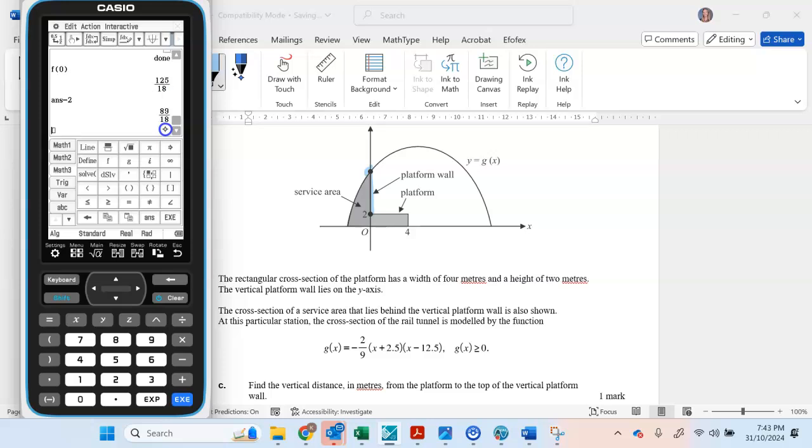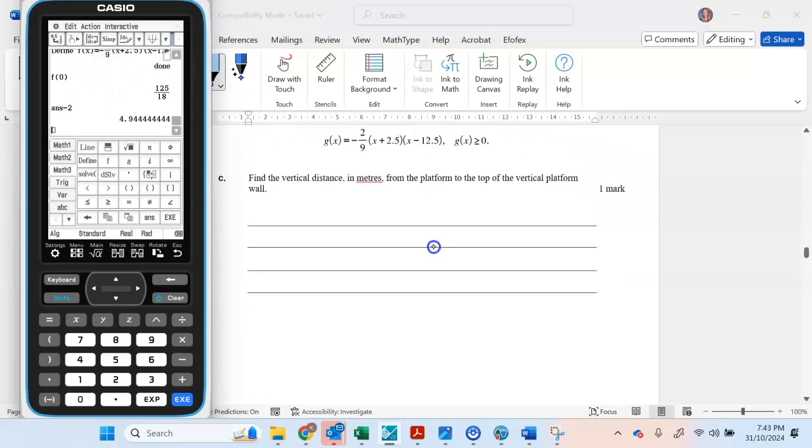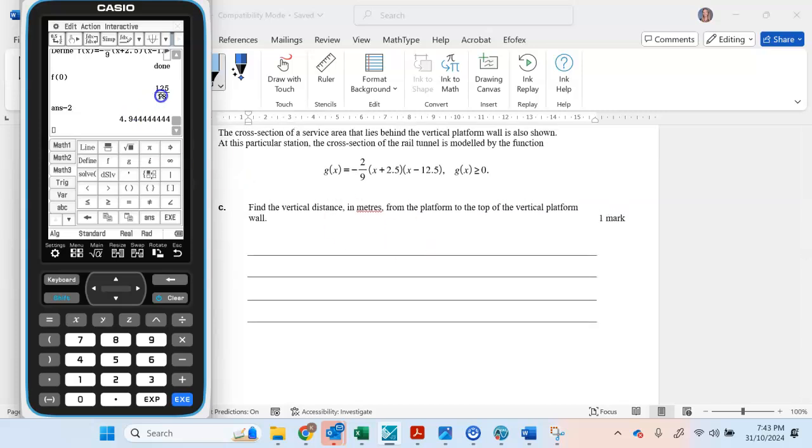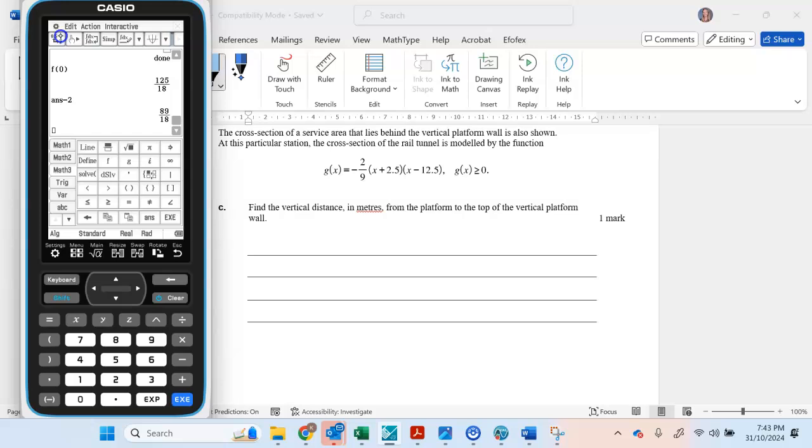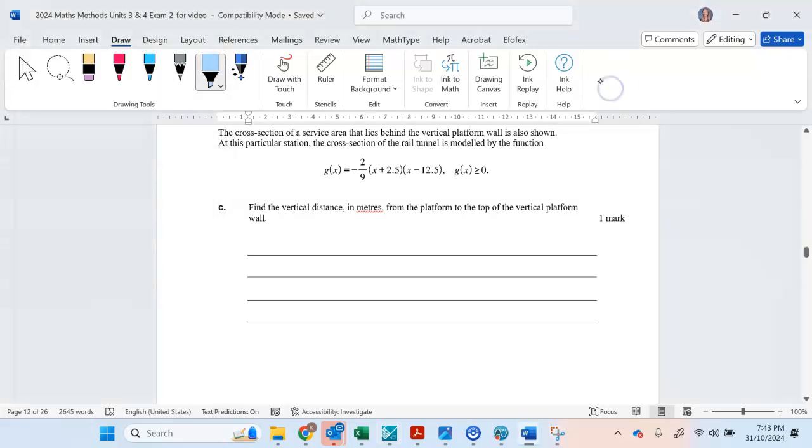All right, and 89 over 18, so probably don't want to leave it like that. Let's just see if it's a terminating decimal. Okay, I'm going to leave it as 89 over 18. Sorry guys, wrong button. It doesn't say to round, so 89 over 18 meters.